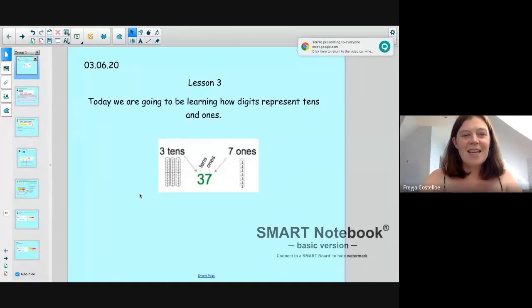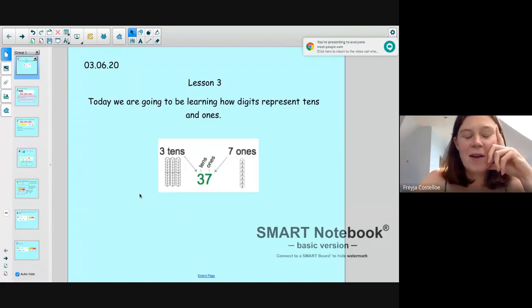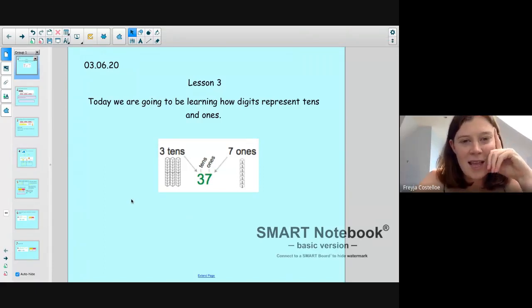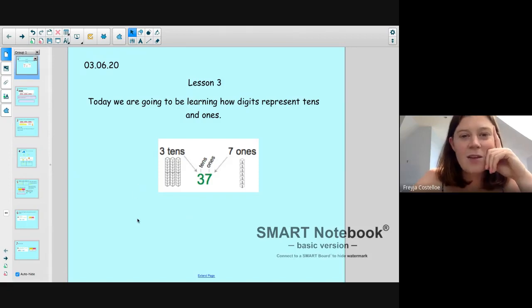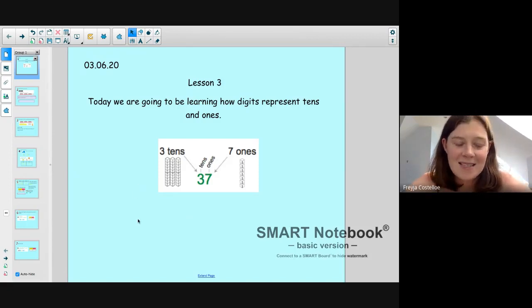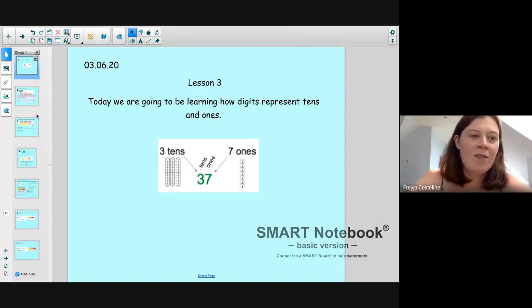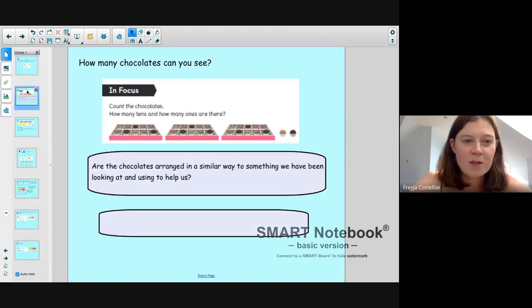Right, this is us. Today we are going to be carrying on our exploration of numbers to 40. So today we're going to be learning how digits represent tens and ones. Okay, if that sounds a bit complicated, don't worry, because we are going to find out what that means.